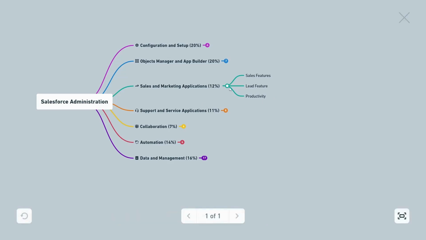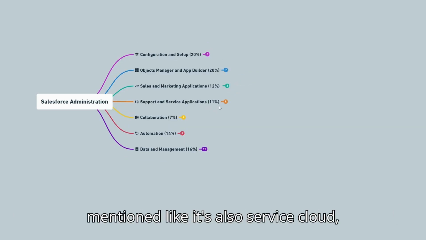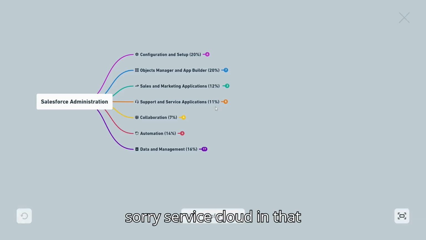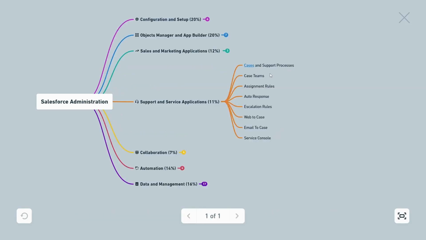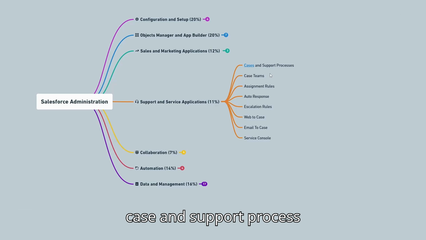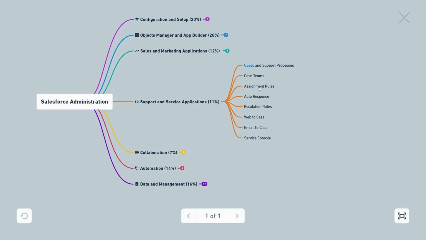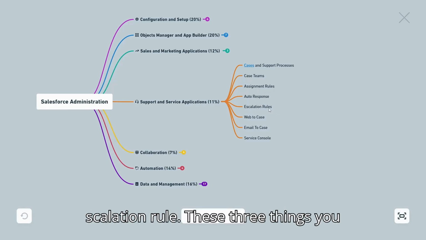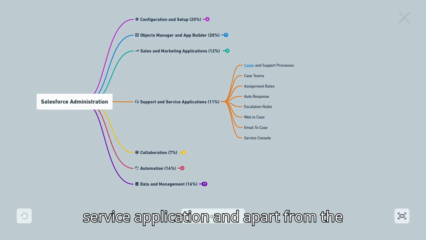Next is support and service. As I mentioned, it's also Service Cloud. In that, you should know topics like case and support process. Most importantly, assignment rule, auto-response rule, and escalation rule. These three things you must know in the support and service application.